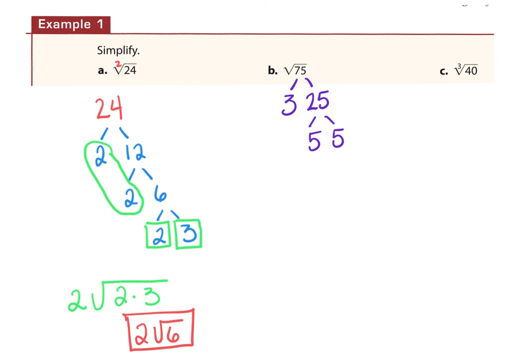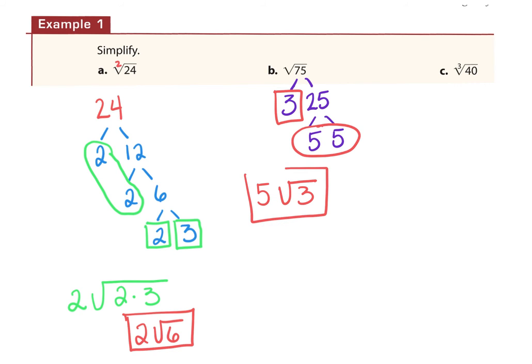All right, so I'm looking for something that groups. I have 2 5s. They group. It can come out as one single 5. What about the 3? It does not group. It stays in as a 3. That is the square root of 75 simplified. 5 square root of 3. So what's in the box is what?